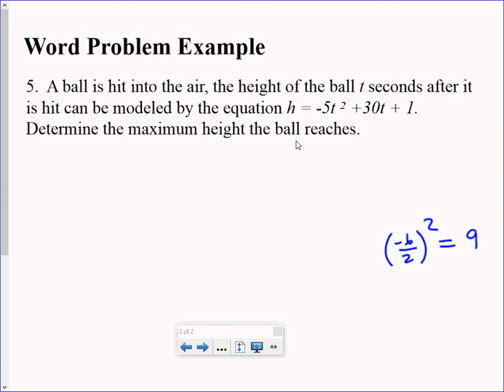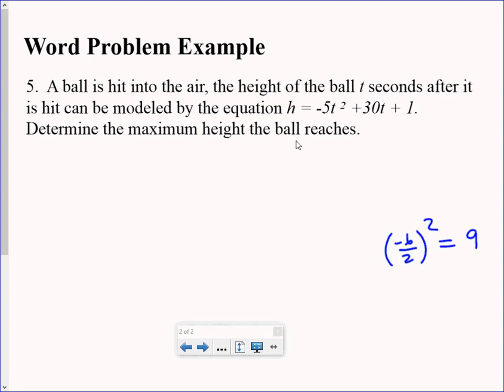And now what we're going to do is we're going to work on this word problem. The word problem has asked us to essentially take a quadratic equation that doesn't use x or y, but instead uses h and t. So here it is. A ball is hit into the air. The height of the ball after t seconds after it is hit is modeled by the equation h is equal to negative 5t squared plus 30t plus 1.